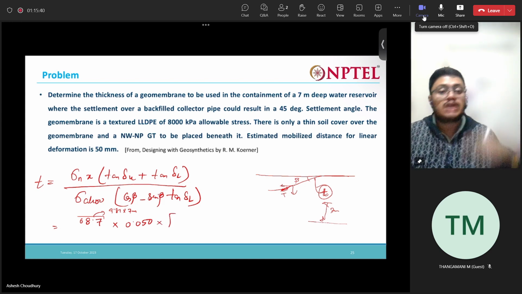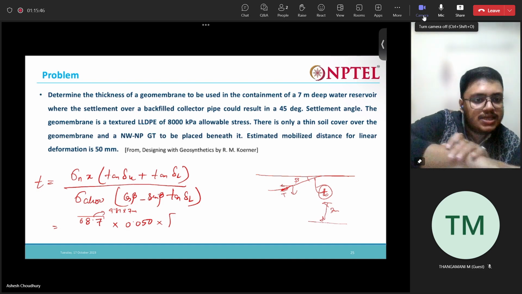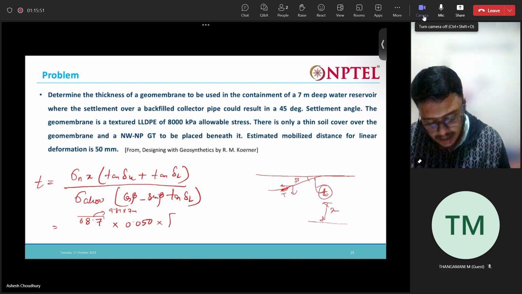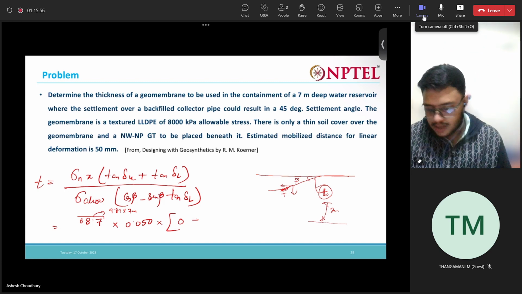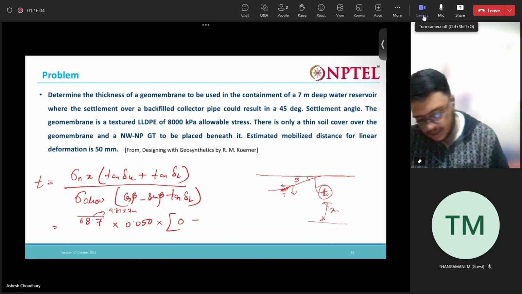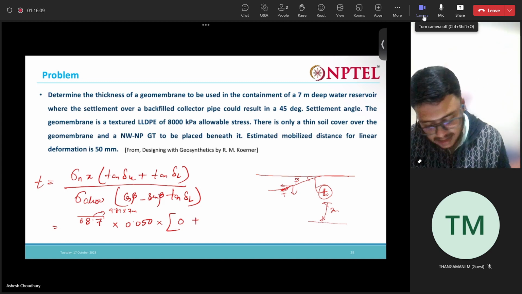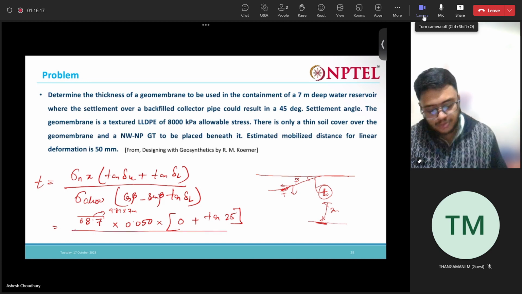What will be tan delta upper? This is for liquid containment, right? So in the upper phase of the geomembrane there is liquid. So delta is 0, frictionless, no friction between liquid and geomembrane. Delta lower, we'll just choose this one. What is given? There is only a thin soil cover to be placed, so a non-woven needle-punched geotextile is placed beneath this. So we will take this as 25 degrees. This all should be obtained from tests.